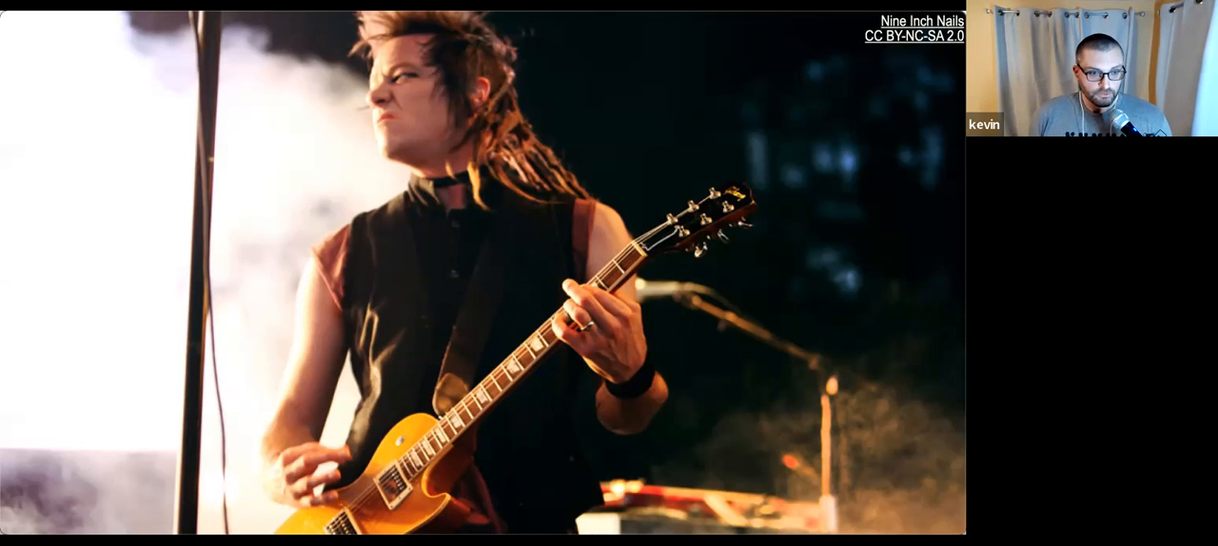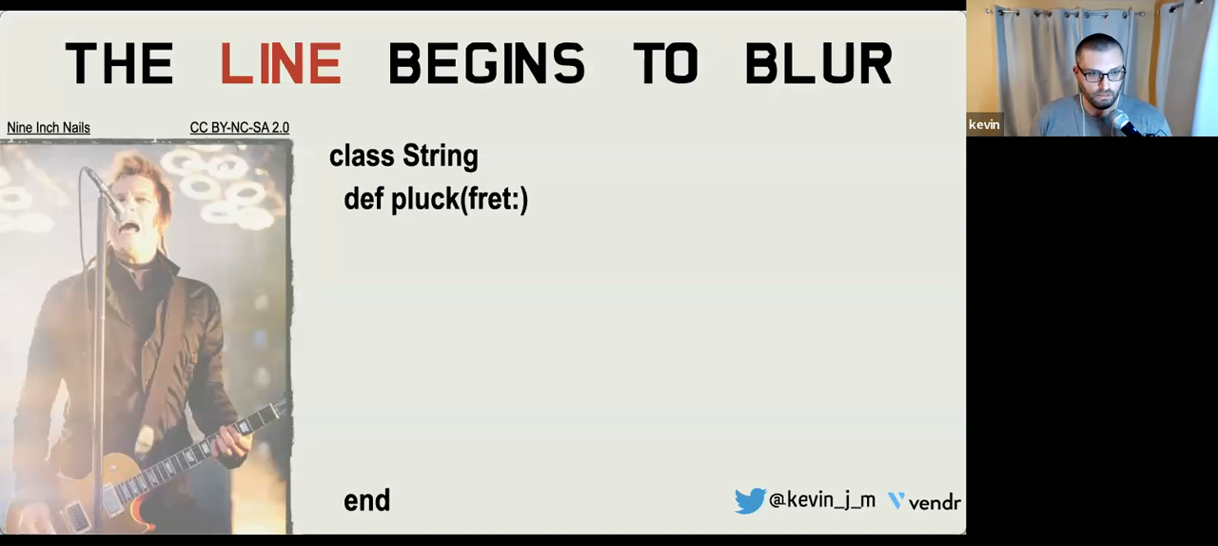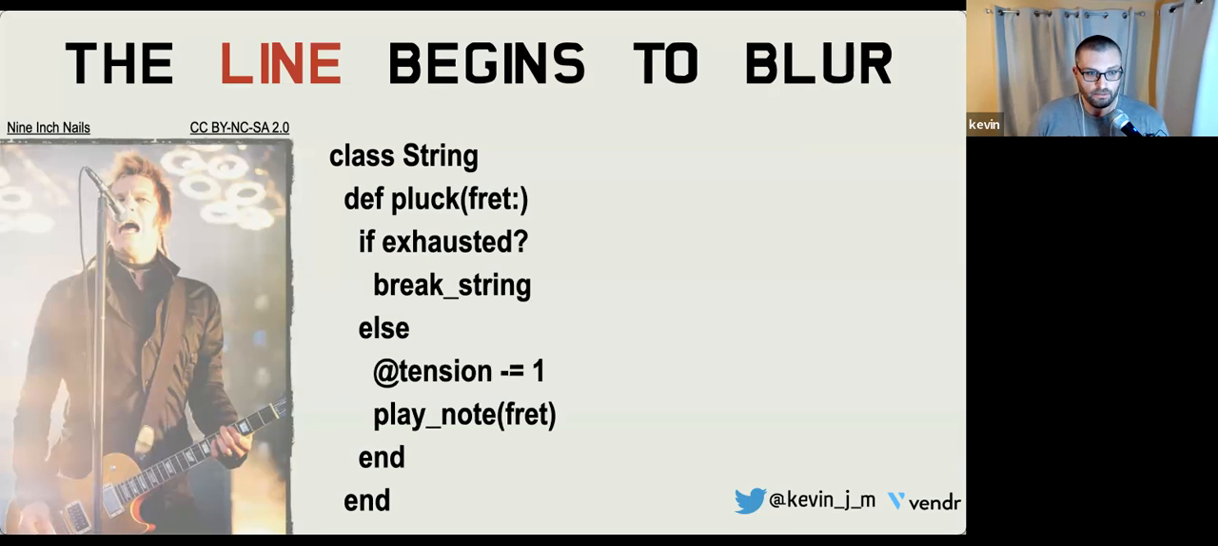And if you're not familiar with how playing the guitar works, here's a dramatically hyperbolic and also kind of wrong model of how that works. When you pluck a guitar string, it first checks to make sure that it actually can be played. And if it can, then the tension is released a little bit. It becomes a little looser, and you play the note and you move on to the next one.